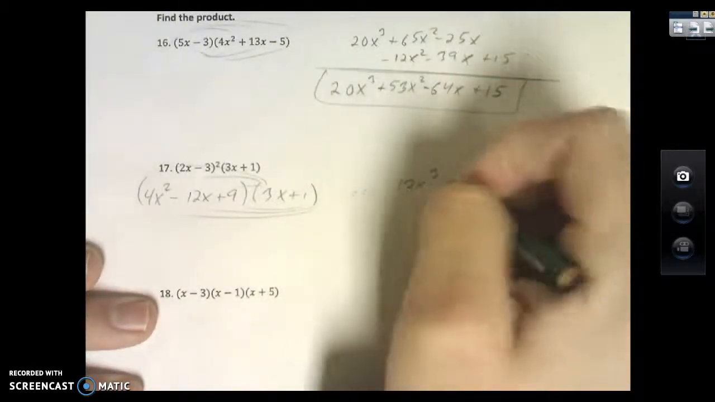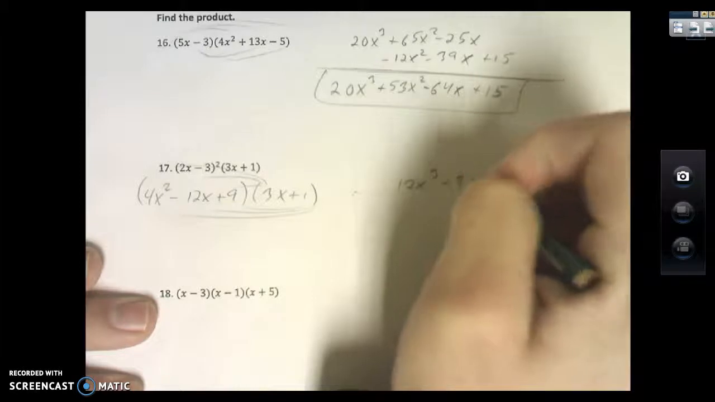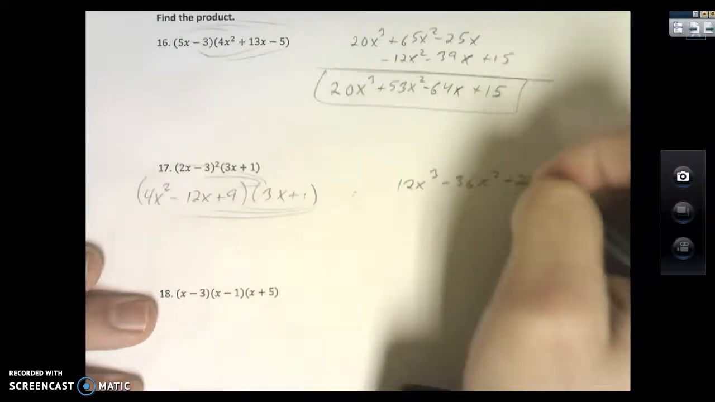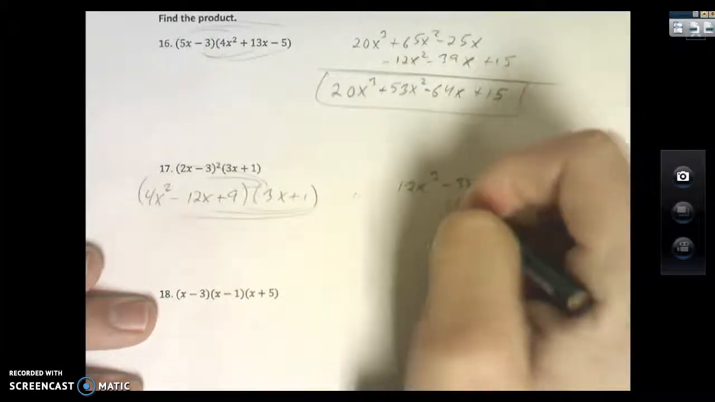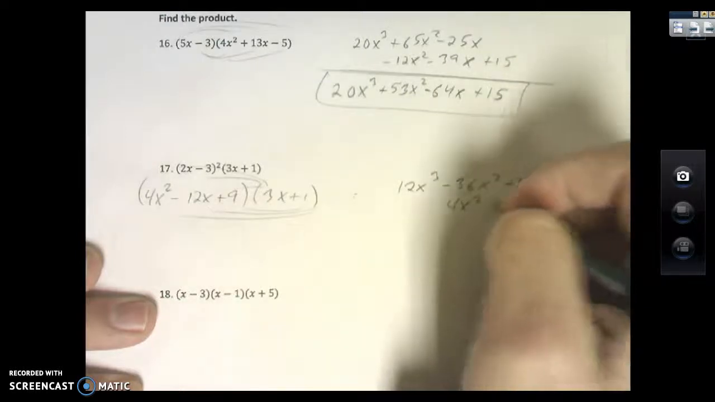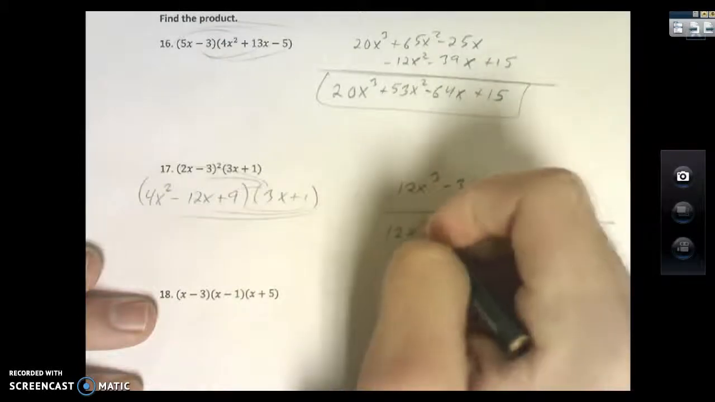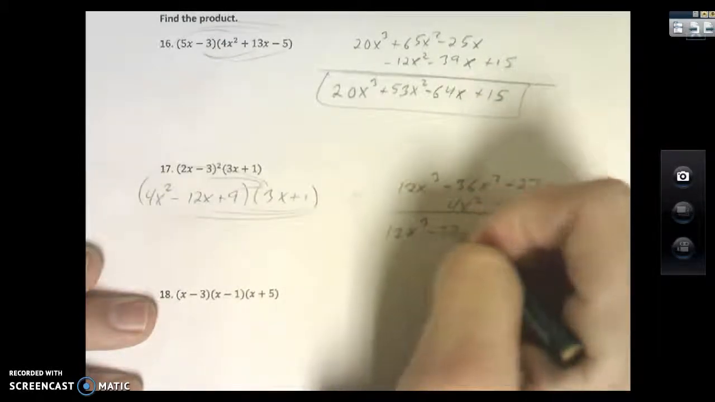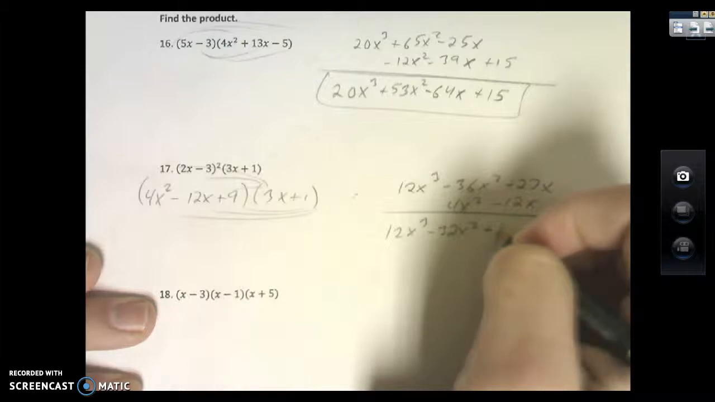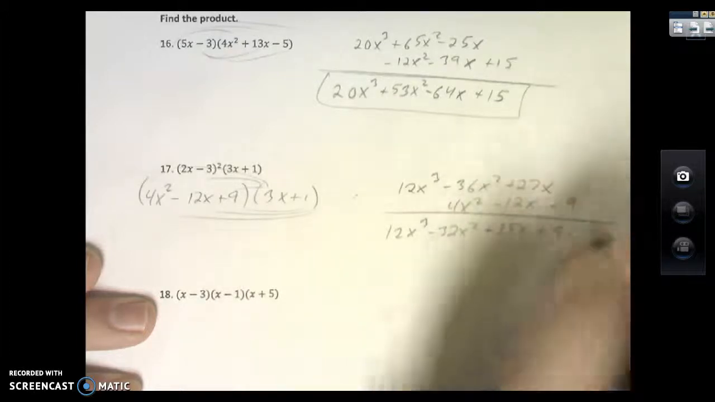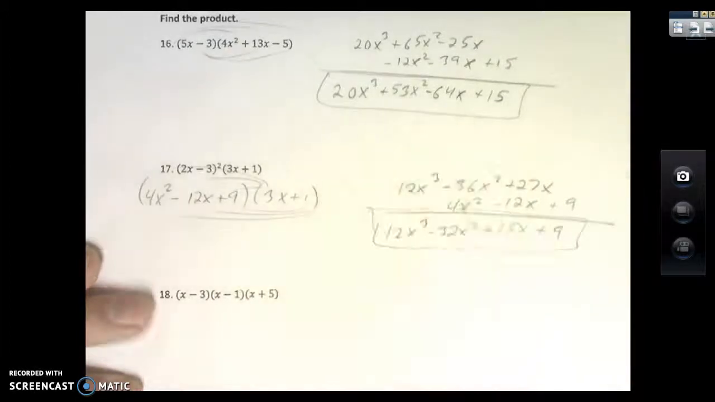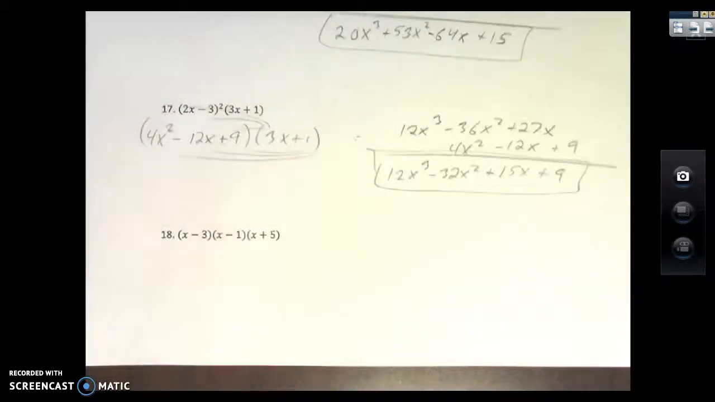Now, same thing. 12x cubed minus 36x squared plus 27x. 4x squared minus 12x plus 9. Combine together like terms. There we go. Okay. All is well.